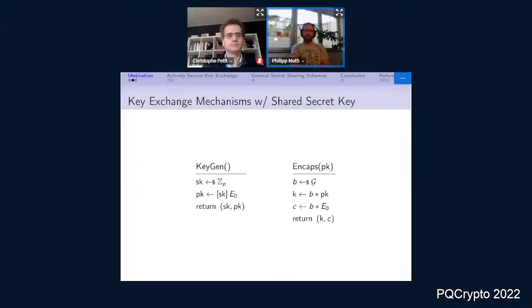Let us have a look at the definition of a key exchange mechanism. It consists of three protocols. First, we have the key generation protocol. In a hard homogeneous space, this can look like this. And secondly, we have the encapsulation protocol. Again, in a hard homogeneous space, this is a rather simple protocol. That is, a random B is sampled, applied to the public key, which results in the ephemeral key, K, and to the fixed element, which gives us the ciphertext C. That is then sent to the owner of the secret key. For decapsulation, the owner of the secret key typically simply applies the secret key to the ciphertext and arrives at the same key K that we got from the encapsulation.